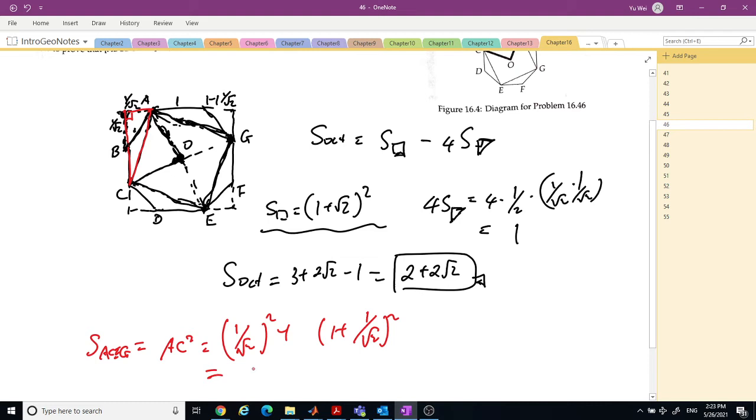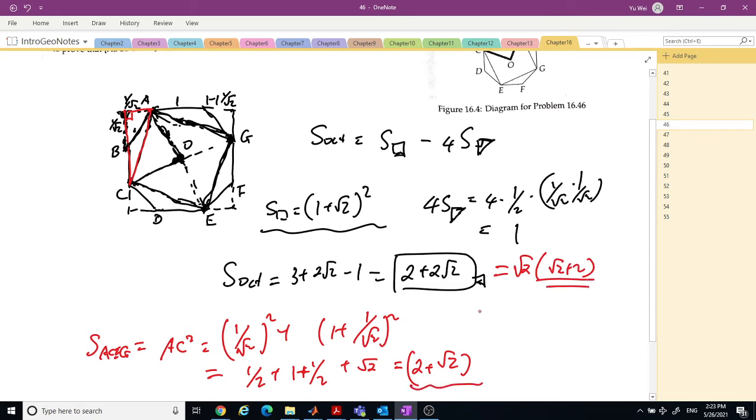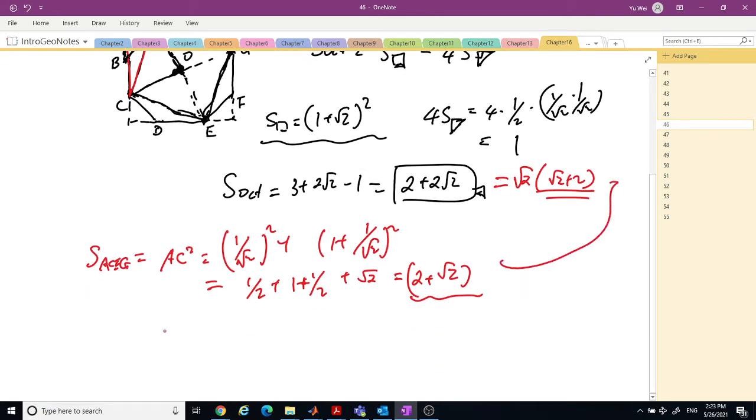Then this one is 1/2 plus 1 plus 1/2 plus root 2. So this one is 2 plus root 2, right? So this one we can also say it's root 2 times, root 2 plus 2, right? So by comparing these two, you know the octagon is root 2 times the ACEG.